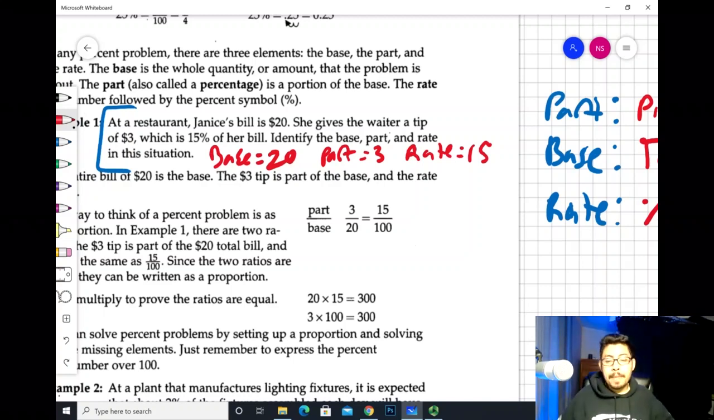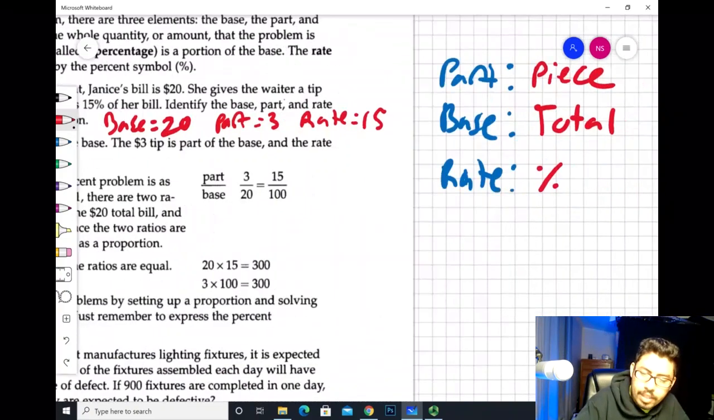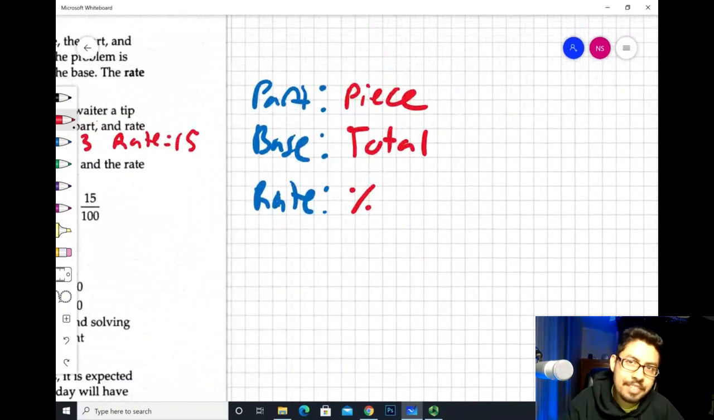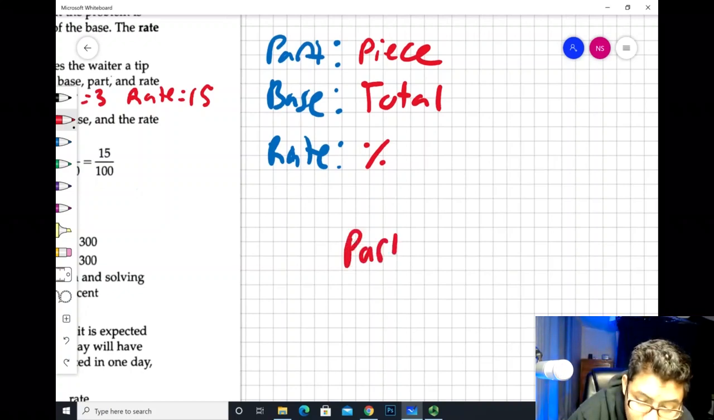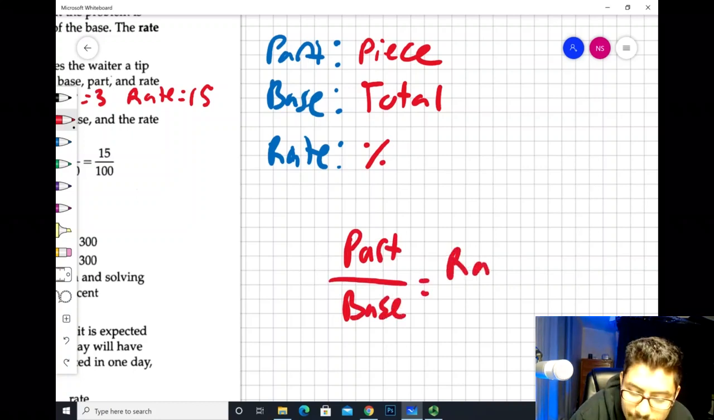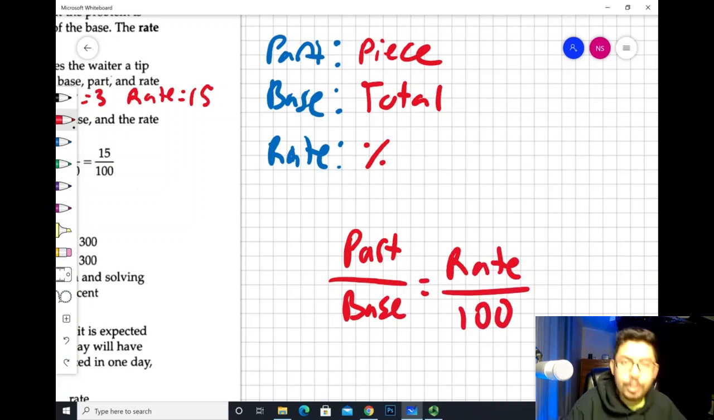Easy, right? Why is that important? Because of this right here. Our setup. Just like in the previous video with proportions, percent proportions has its own setup. The setup will always look like this. The part will always be over the base, and the rate will always be over 100. The percent is always over 100. You guys have always heard that phrase before: you can never give more than 100%, right? That's because 100 represents 100. It's just the total amount of the percent.